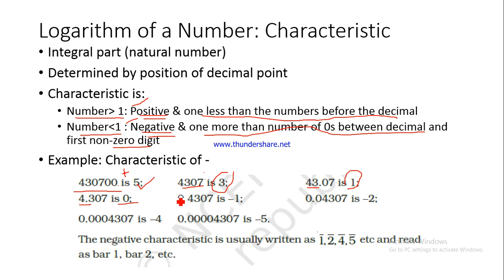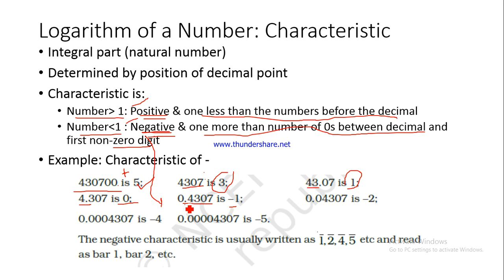Now in this case, this is a slightly different case. This is a case where the number that has been given to us is 0.4307. It is less than 1. What does this mean? That we will have to go by this particular rule. The characteristic would be negative. So it is indeed negative, the sign you can see here, and it would be 1 more than the number of zeros between decimal and first non-zero digit.